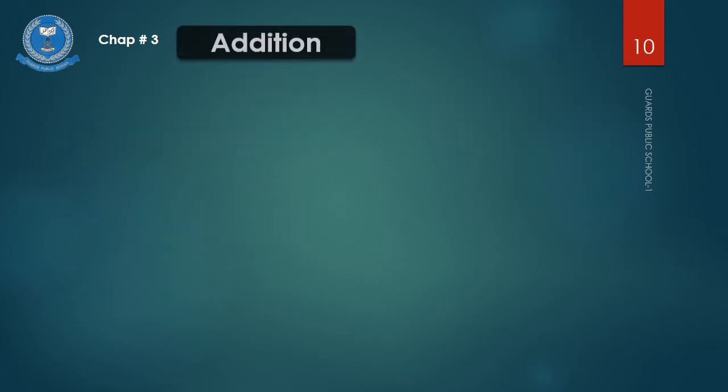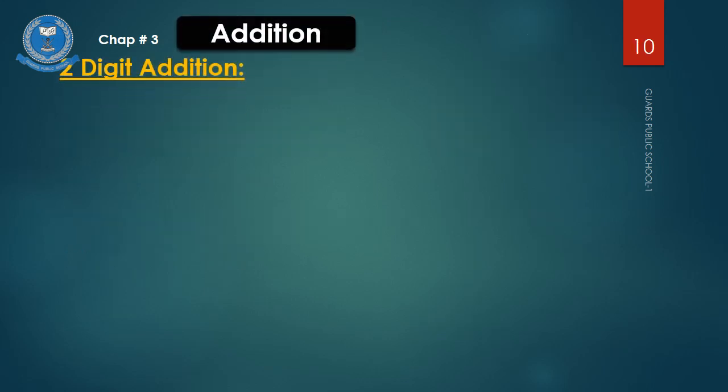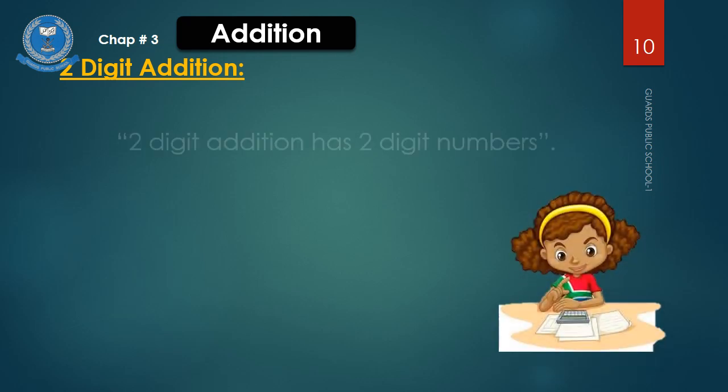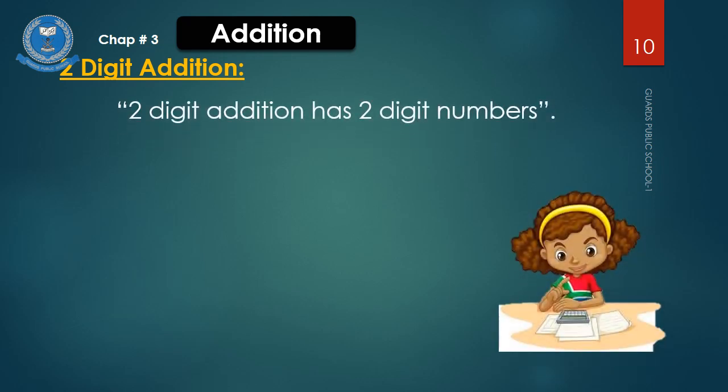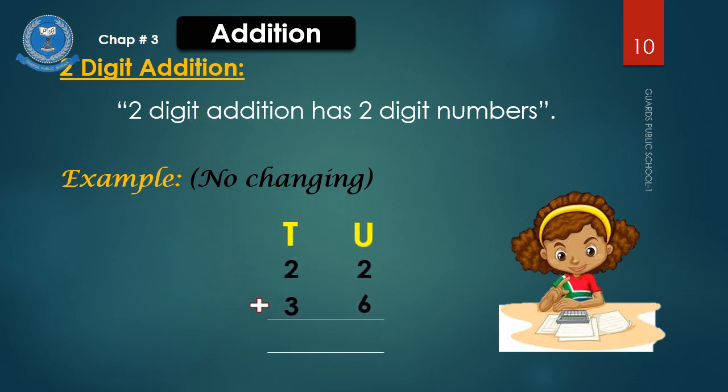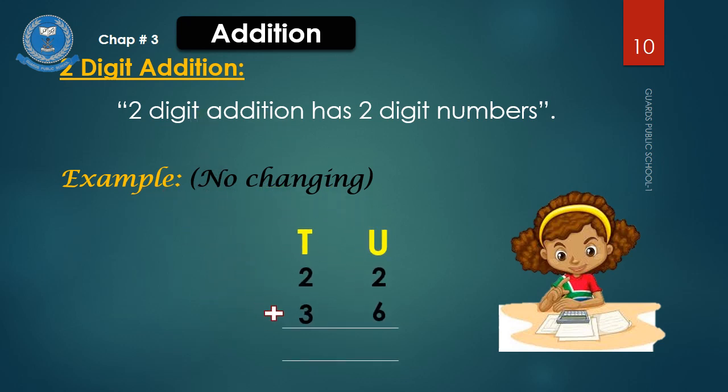Students, do you all know in 2-digit addition we take 2-digit numbers? Let's take an example of 2-digit addition with no changing. Tell me, students, what place value should be taken? Yes, if we take 2-digit numbers 22 and 36, we put them in the place value of tens and units.